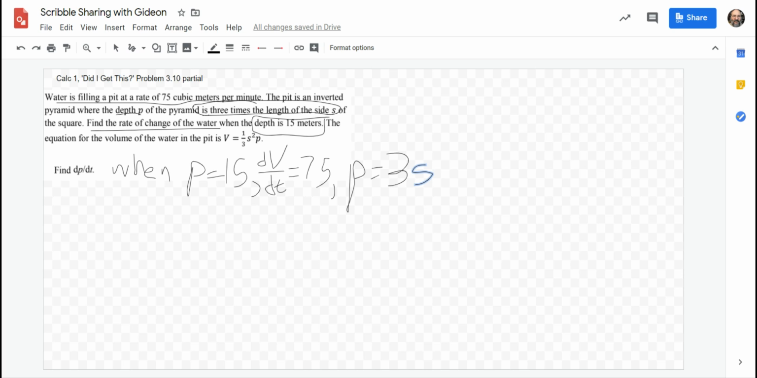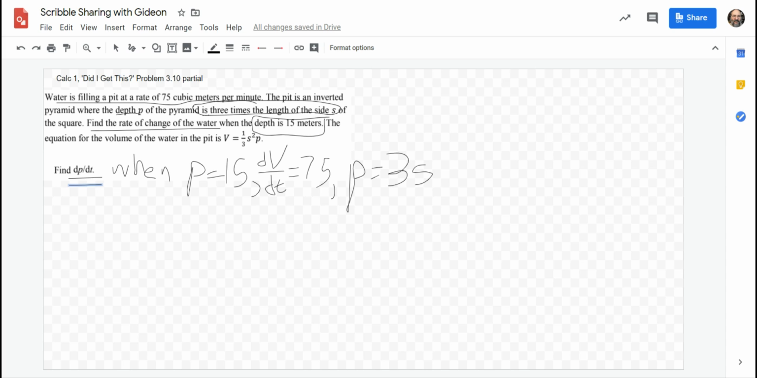Find the rate of change of water. I've identified the variable that I need to solve for. And I've identified the instant that we want to find the rate of change of the water, so it'll be a numerical answer. If we're given exactly when the depth is 15, then we'll be able to plug in that value of P and figure it out.